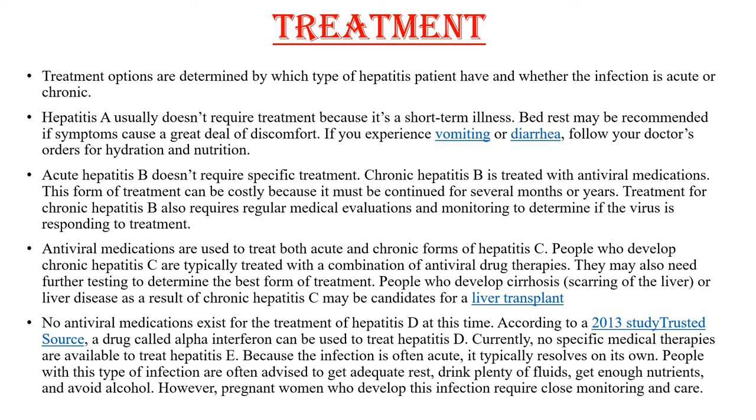Antiviral medications are used to treat both acute and chronic forms of hepatitis C, that is the next form. People who develop chronic hepatitis C are typically treated with a combination of antiviral drug therapies. They may also need further testing to determine the best form of treatment. People who develop cirrhosis, that is scarring of the liver or liver disease as a result of chronic hepatitis C, may be candidates for a liver transplant.